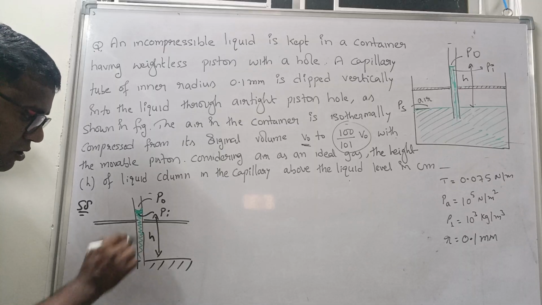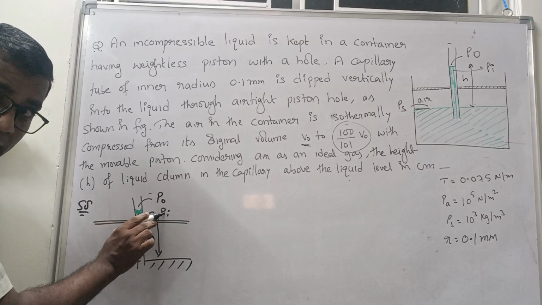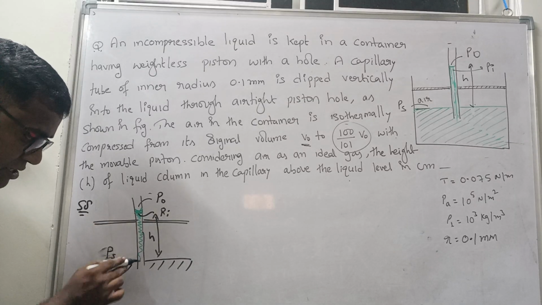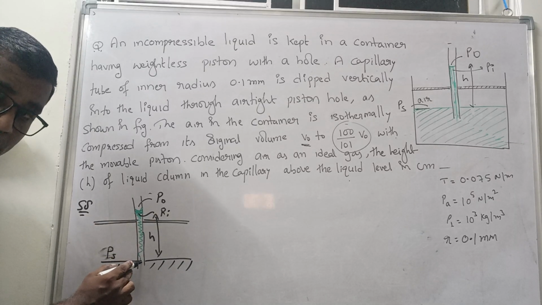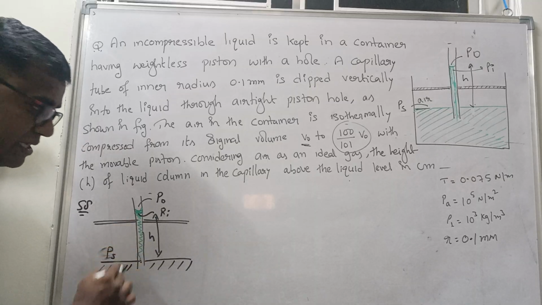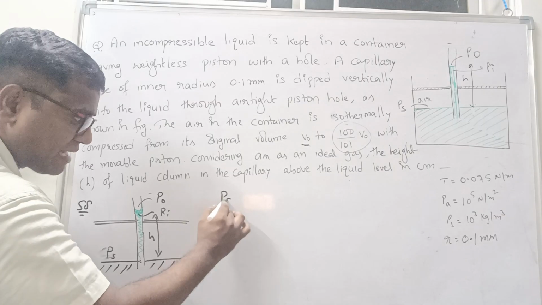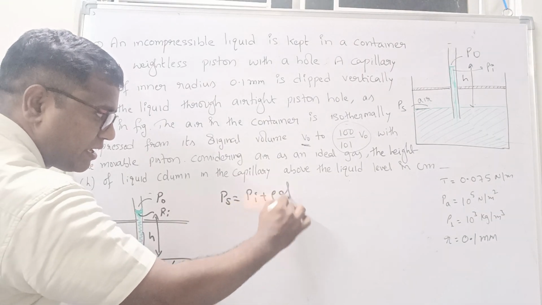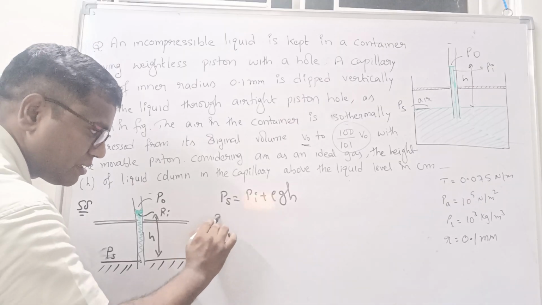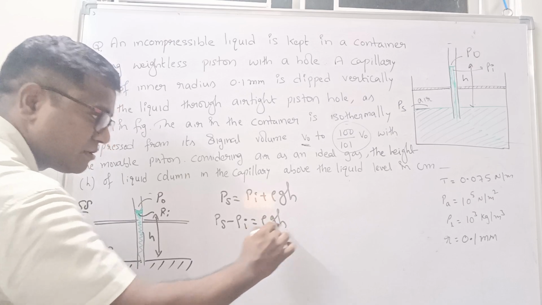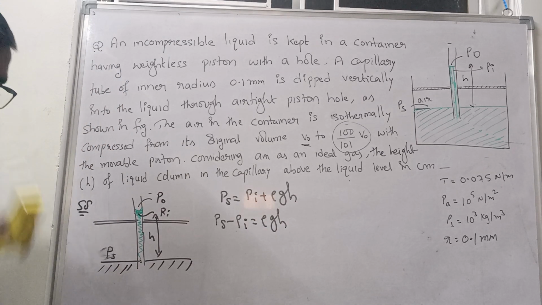Now at this point the pressure is Pi. At a depth of h, what will be the pressure? The total pressure is Pi plus rho gh. So I will write Ps is equal to Pi plus rho gh. So Ps minus Pi is equal to rho gh. I hope you understood, right?